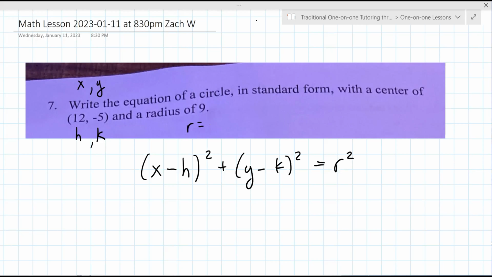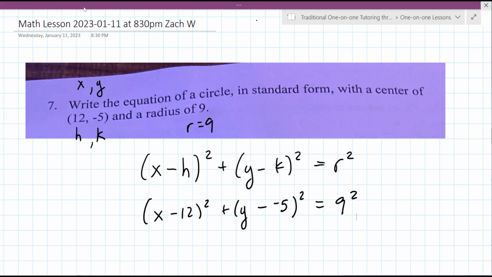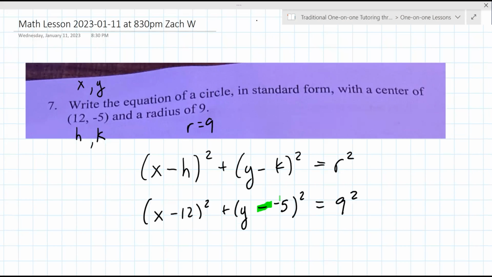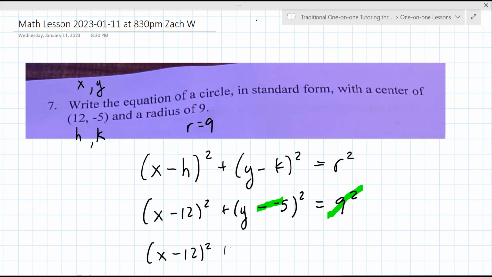The radius is 9, so you have those three values that you are given, and then you just substitute them in. It's really not that hard, but if you don't know the equation, or if you forget to simplify the equation, you will not get it right. So there's a couple of things to do to simplify the equation. The first is the double negatives right here. And the second is the 9 squared. All right, so your final answer here is (x minus 12) squared plus (y plus 5) squared equals 81.